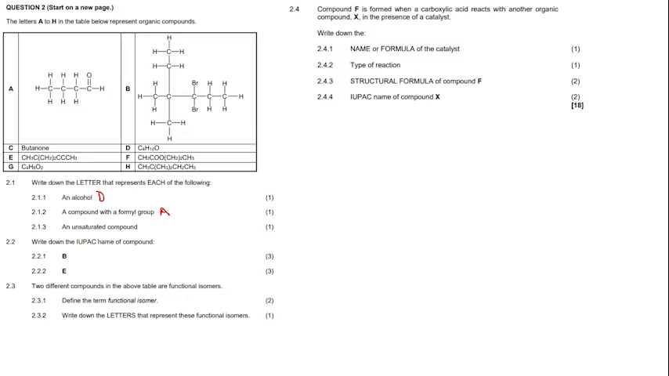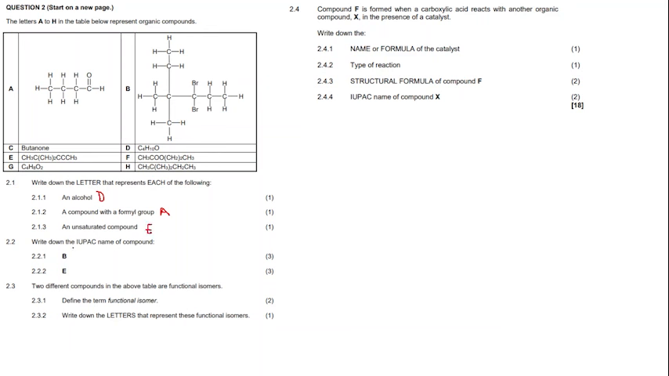Question 2.1.3. An unsaturated compound. Unsaturated compounds are compounds that have double bonds or triple bonds between carbon atoms. If we look at the compounds given, we can see that compound E has a triple bond between these C atoms. Therefore, the unsaturated compound is E.